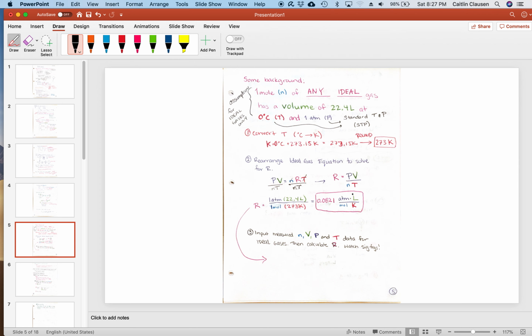You must write all these units every time you're doing these calculations. You will get marked off if you are not writing your units. It's going to get very confusing if you don't write your units.